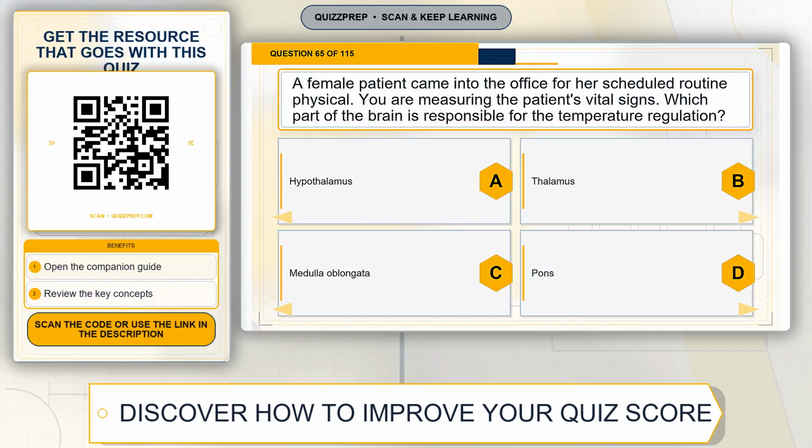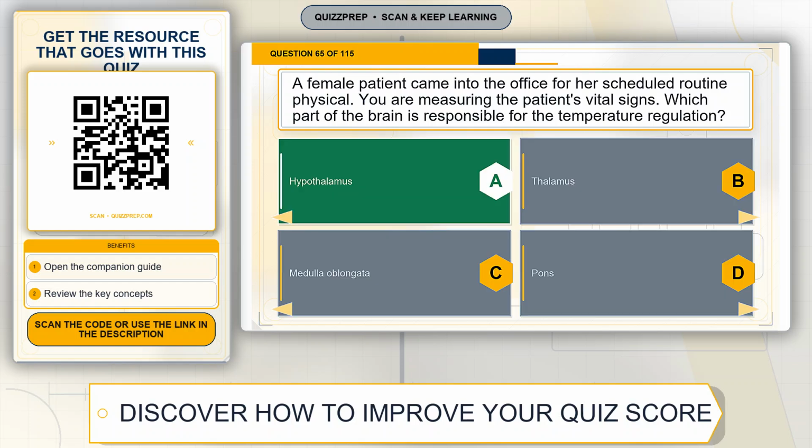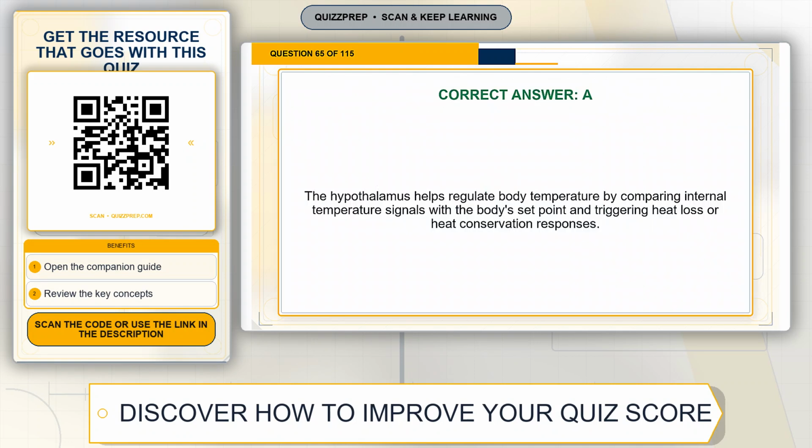Question 65. A female patient came into the office for her scheduled routine physical. You are measuring the patient's vital signs. Which part of the brain is responsible for the temperature regulation? Option A, hypothalamus. Option B, thalamus. Option C, medulla oblongata. Option D, pons. The correct answer is option A, hypothalamus. Explanation. The hypothalamus helps regulate body temperature by comparing internal temperature signals with the body's set point and triggering heat loss or heat conservation responses.